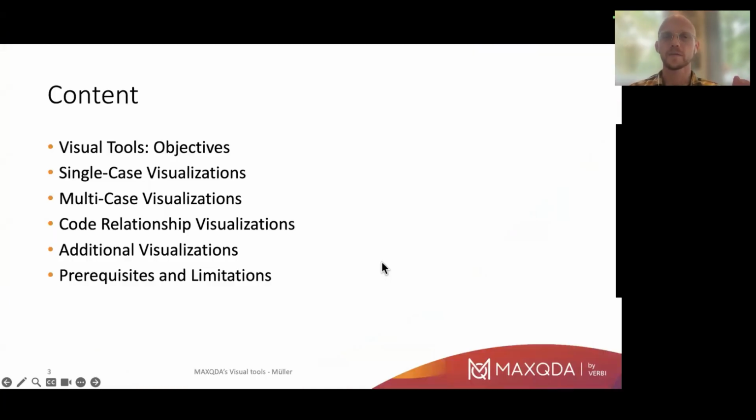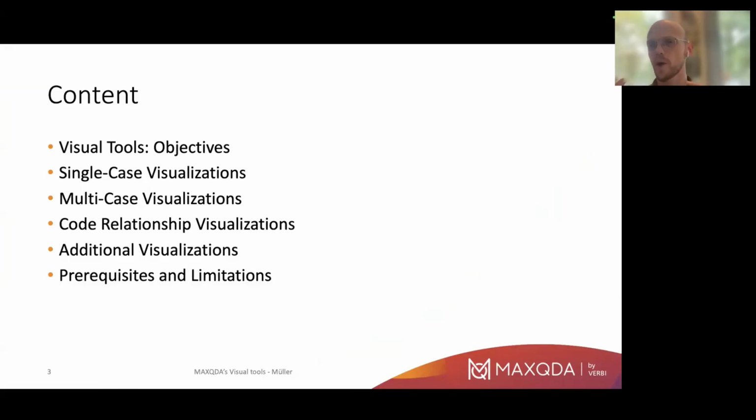So what we will do today is we will first talk a little bit about the objectives. Why do you use visual tools? What goals do you have with them? And then I split the visual tools in roughly 4 groups: single case, multi-case, and code relationship visualizations, and then additional other visualizations that don't really neatly fit into my classification. And then in the end, I will talk a bit about prerequisites and limitations. What shouldn't you do with visual tools? Or what do you need to do to use them well?